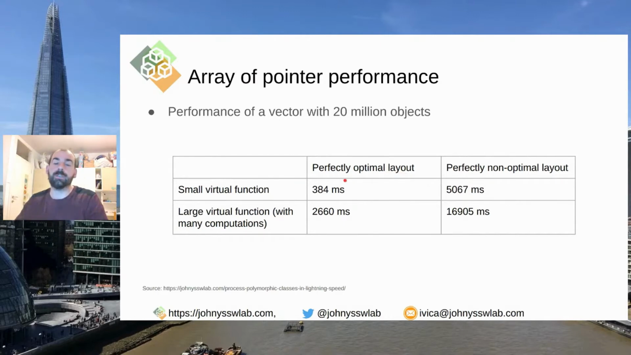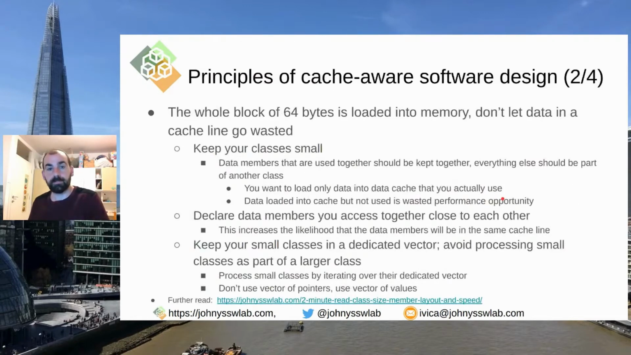If it's a perfect layout, your program calling a small virtual function will take 384 milliseconds. But if you have a perfectly non-optimal layout, it will take 5 seconds. So it's about 15 times slower. For a large virtual function which has many computations, the perfectly optimal layout will take 2.6 seconds, and the perfectly non-optimal layout will take 16 seconds. Now, your program will be something in between those numbers. But if you're modifying your vector, adding and removing objects and so on, it will tend to deteriorate and become more and more non-optimal. Okay, any questions about this?